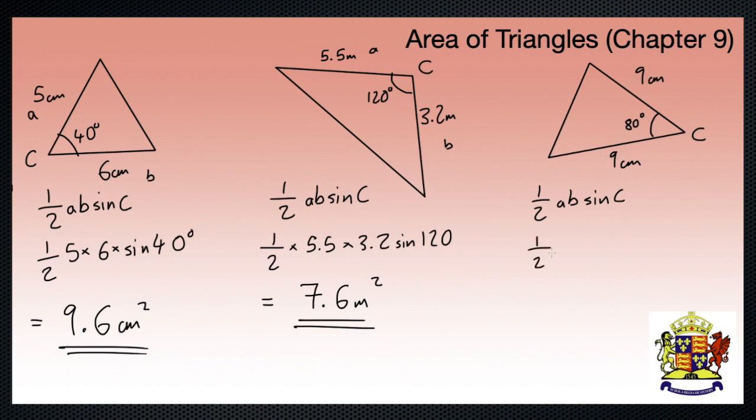Okay, final one, half AB sine C, 9 and 9, so A and B are both 9, so it's a half times 9 times 9 times sine of 80. This gives me an answer of 39.9 centimetres squared.